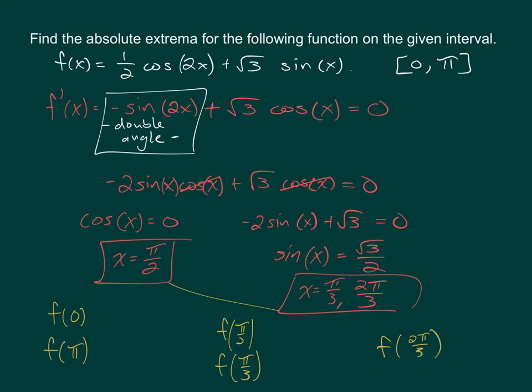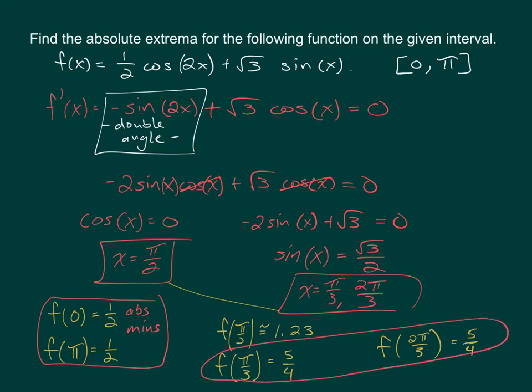And when you substitute all of these values into the original function, you'll see that you get these values here. F of 0 would be 1/2, f of pi would be 1/2, f of pi over 2 would be about 1.23, f of pi over 3 and f of 2 pi over 3 both give you 5 over 4. And so what that means here is we have absolute mins here, and we have absolute maxes here.